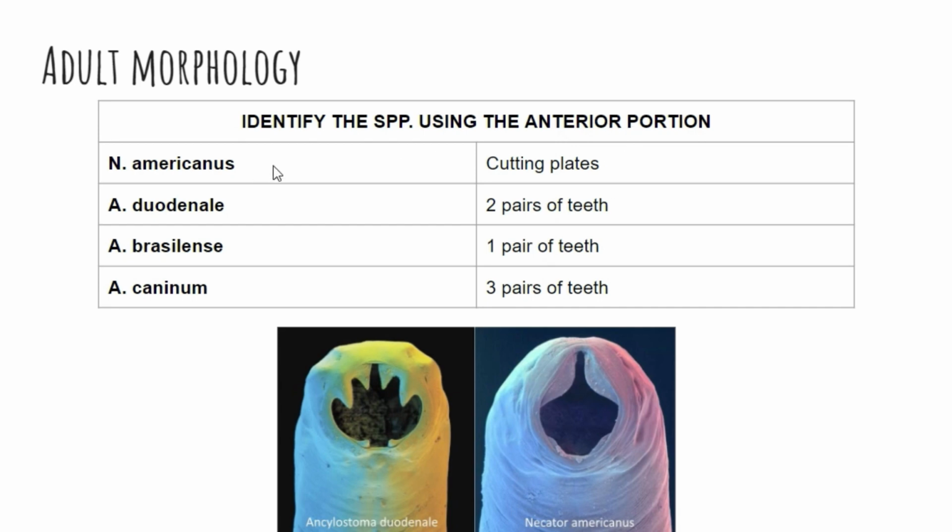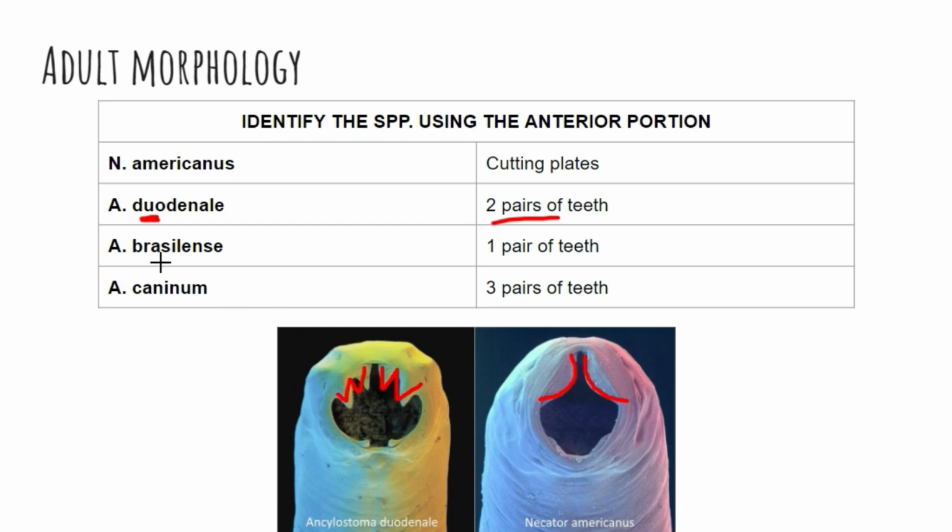For the Necator americanus, it has a cutting plate. Again, for Necator, it has a cutting plate. Ito po, mukhang kalahating pinggan. So, Necator americanus, again, cutting plates. For the Ancylostoma duodenale, duo means 2. Again, duo means 2. It has 2 pairs of teeth. So, this is the first pair. And here is the second one. So, yun po yung Ancylostoma duodenale, again, having 2 pairs of teeth.